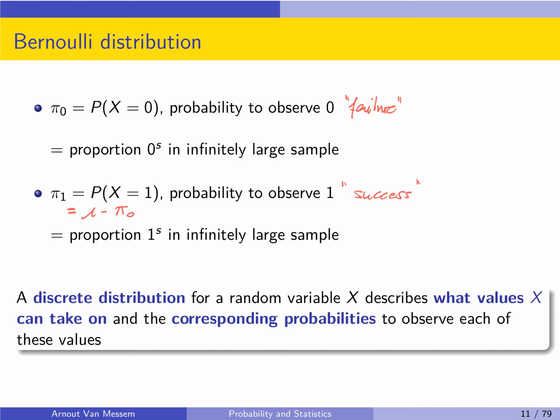And then in general, we say that a discrete distribution for a random variable describes the different values that the random variable can take on, but also the probabilities assigned to each of those values. So a discrete distribution is not only the values or not only the probabilities, but always the combination of all values with their corresponding probabilities.